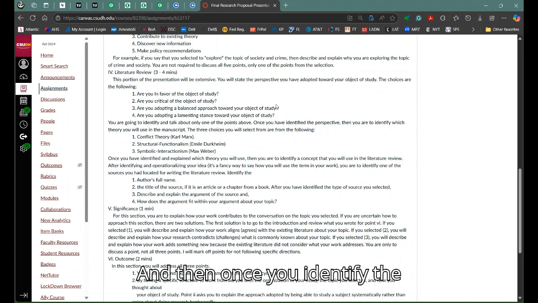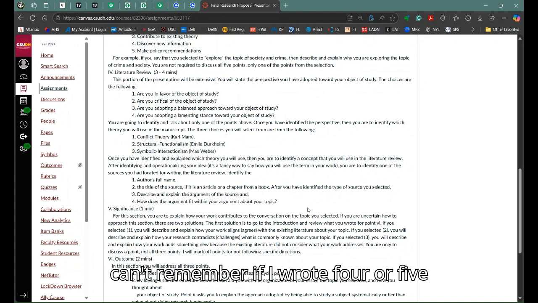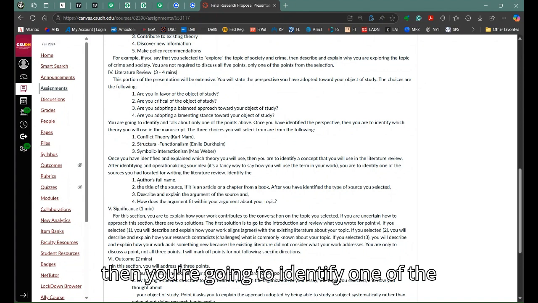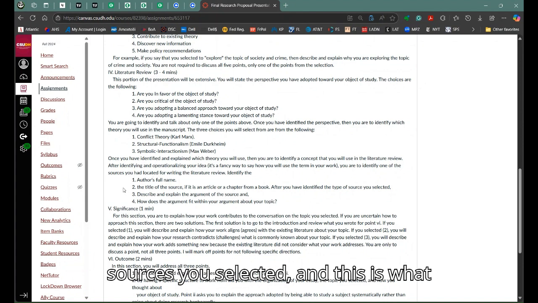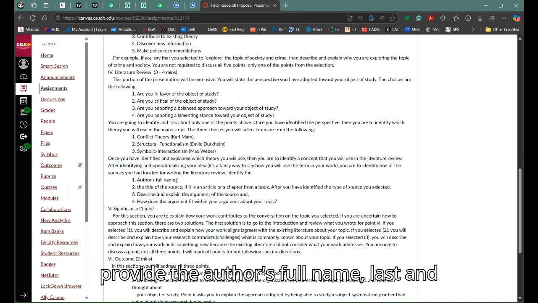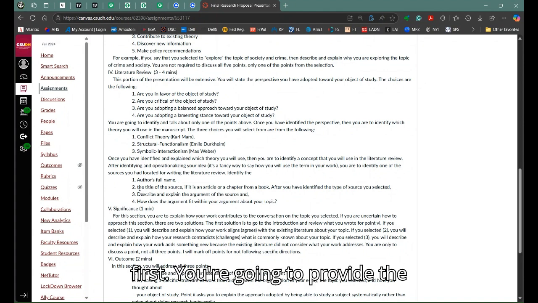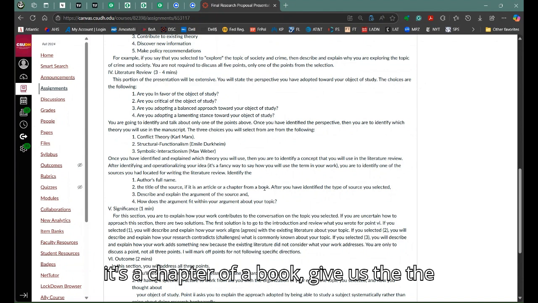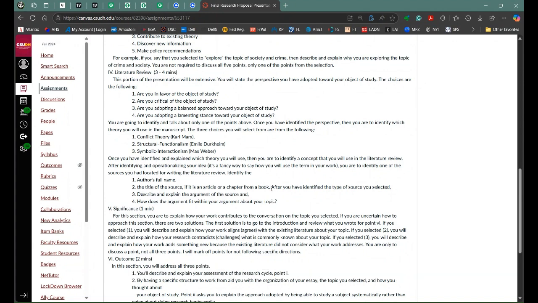And then once you identify the concept, you're going to identify one of the four or five sources. I can't remember if I wrote four or five sources for the lit review. But you're going to identify one of the sources you selected, and this is what you're going to do. You're going to provide the author's full name, last and first. You're going to provide the title of the source. If it's an article, give us the name of the article. Or if it's a chapter of a book, give us the name of the book and the chapter.